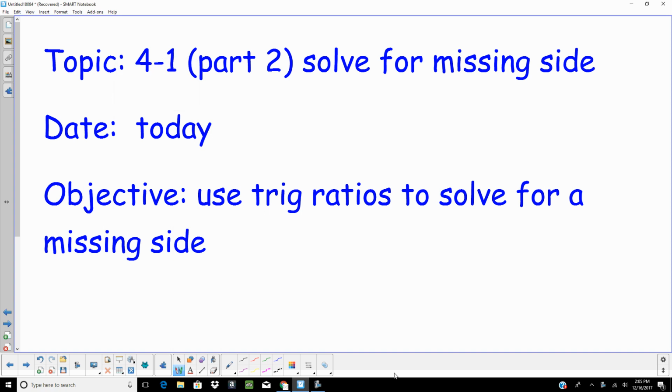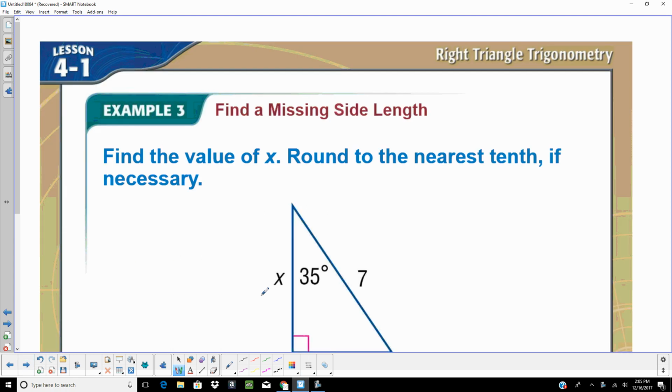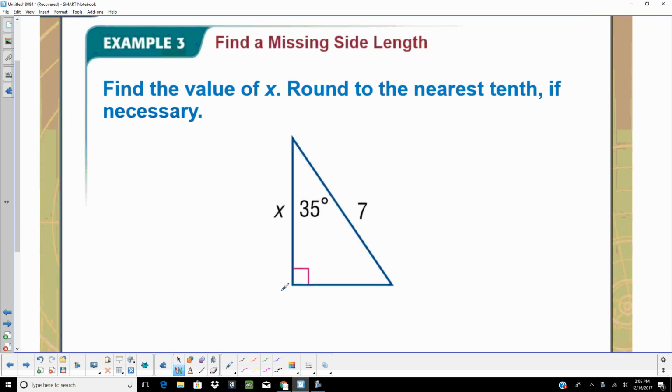All right, today we are starting part 2, 4-1, and we're going to be solving for a missing side. Today's objective is to use trig ratios to solve for a missing side. All right, so here's our first example. I know it says example 3, it's example 1. We want to find the value of x, and we're going to round to the nearest tenth if necessary.